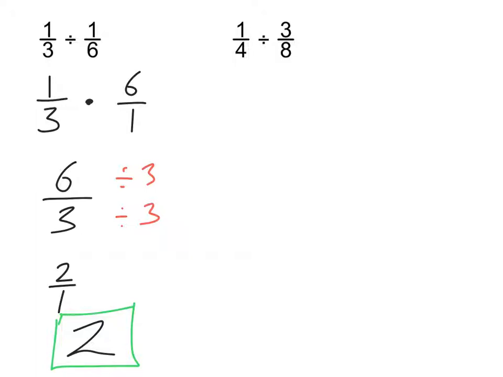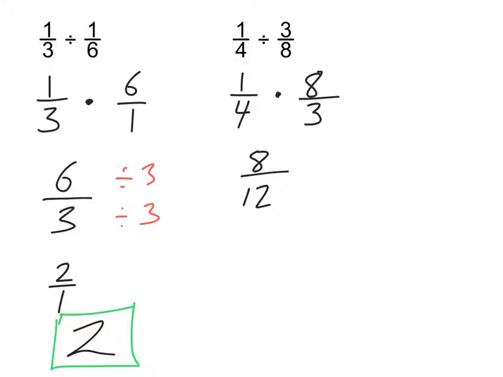Same basic idea. Flip and multiply. And that's going to be the big thing to remember. Flip and multiply. So it becomes 1/4. I flip, always flipping the second fraction. It doesn't matter which one's bigger or smaller. It only matters which one's first and second. Flip the second fraction and change it to multiplication. I now can multiply straight across the top. 1 times 8 is 8. Straight across the bottom, 4 times 3 is 12.